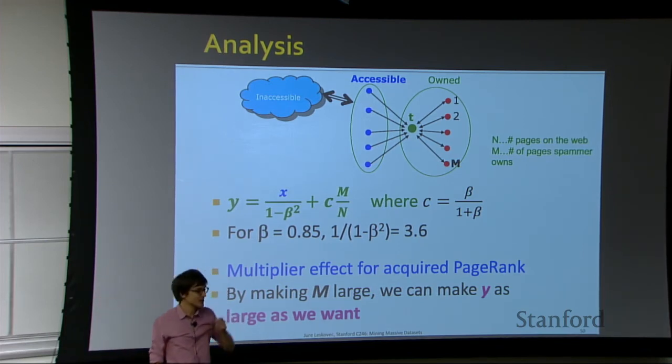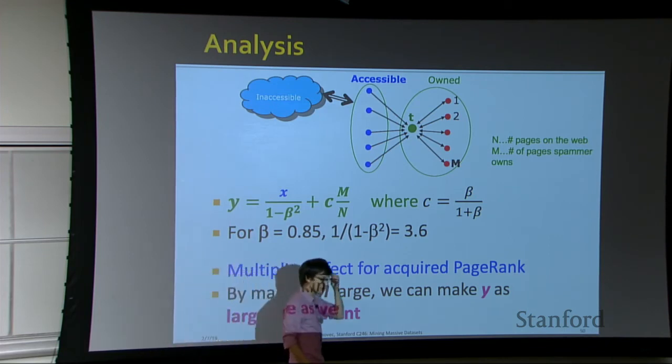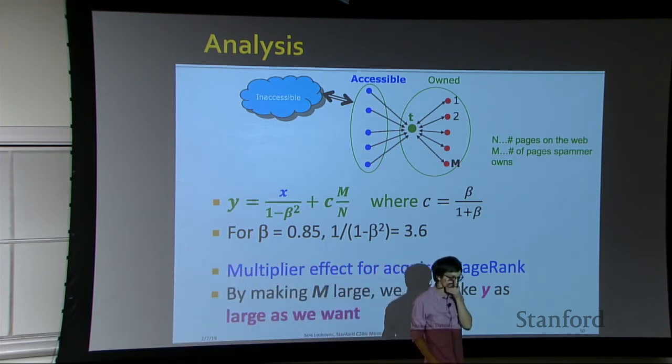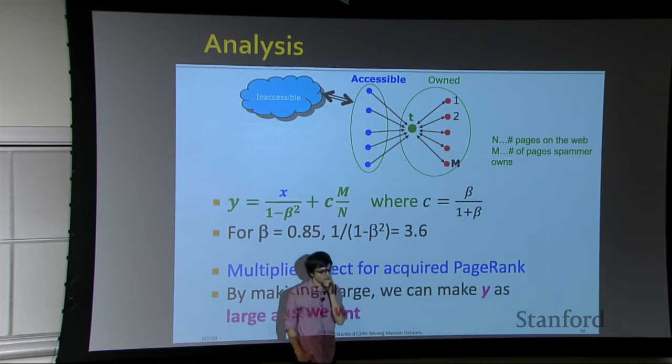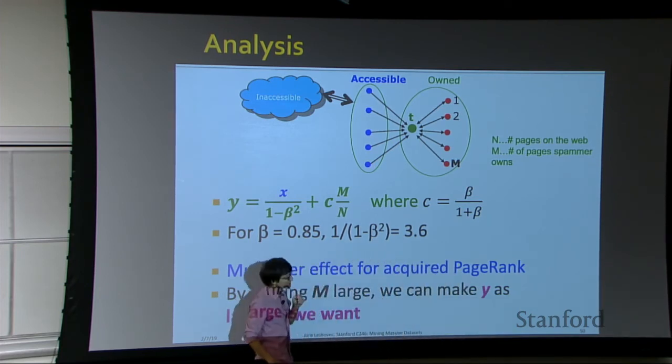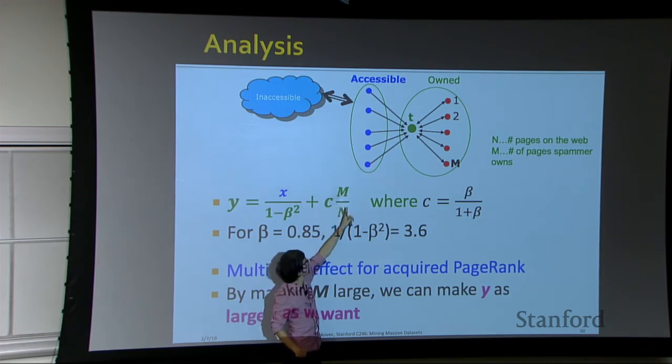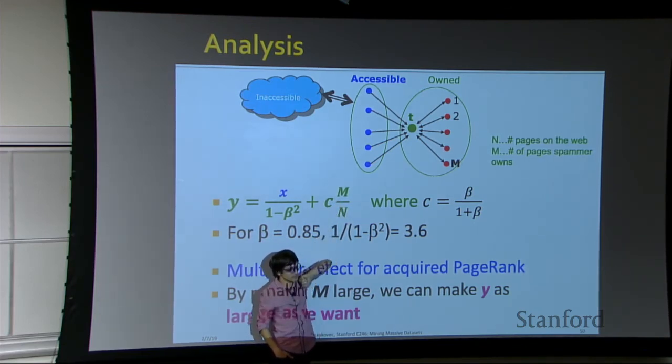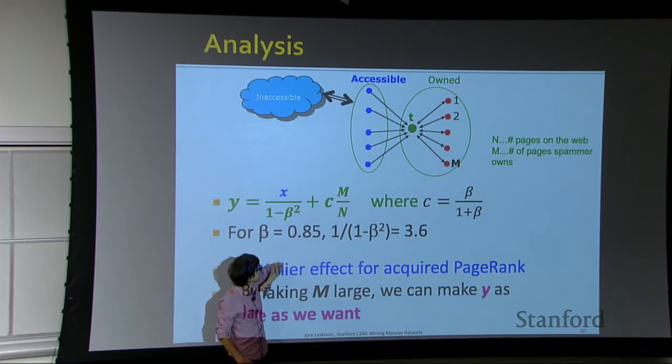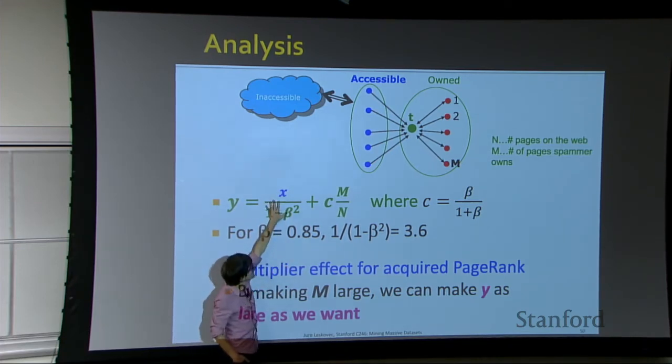Are there any questions? Yes, go. If you just own a lot of spam websites and you just point to some website, wouldn't you be achieving basically the same thing? Exactly. If you own a lot of spam pages and you set them to a given target, then the bigger fraction of the web you own, the bigger the page rank will be. Okay. So is there anything special with this? Oh, there is. There is this 3.6 here, which comes for free.